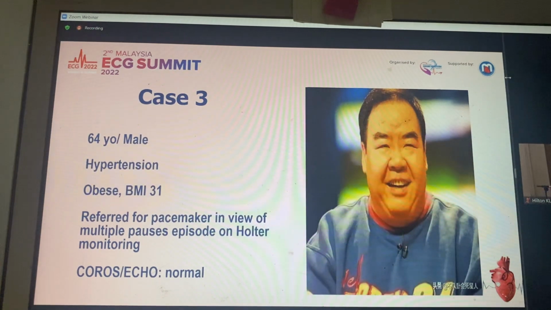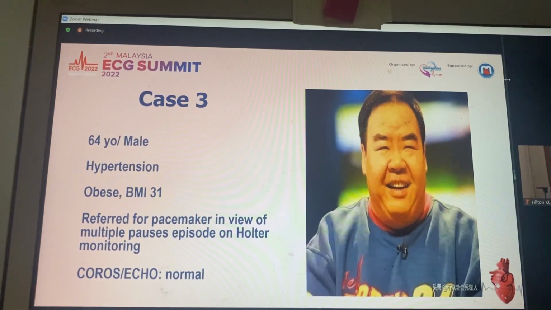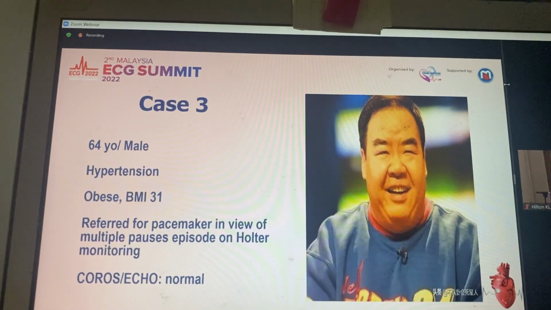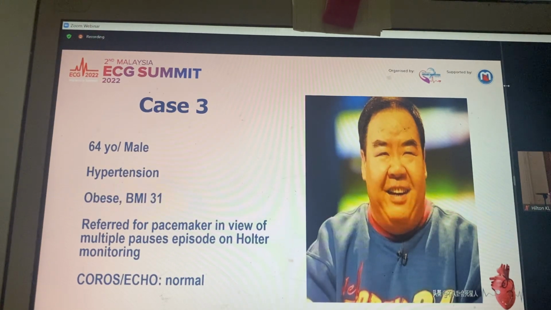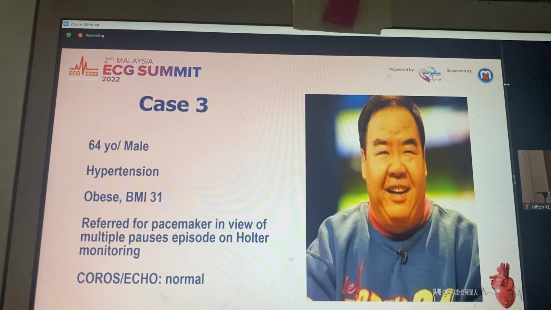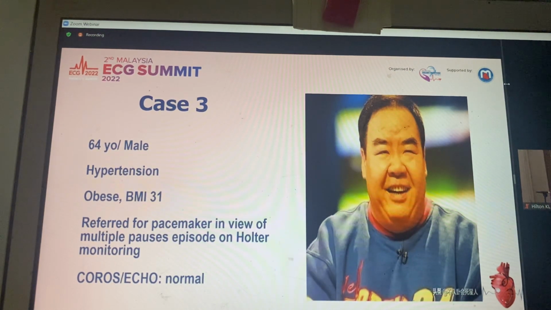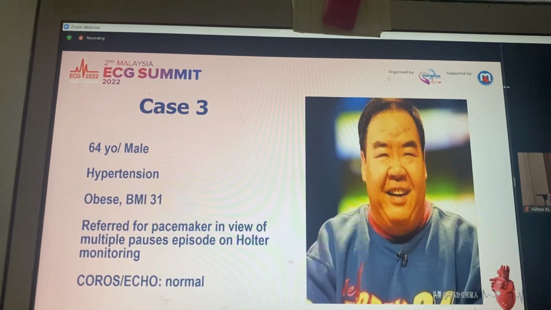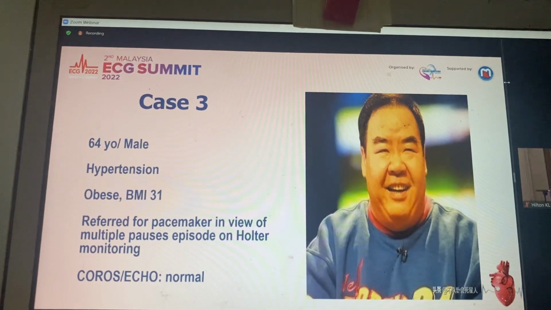Okay, now we go to case number 3. So case number 3, we had a 64 year old male, hypertension, obese with BMI of 31, referred to us for a pacemaker in view of multiple pause episodes on the Holter monitoring. At the previous hospital, they have done the coronary angiogram, then echo, everything is normal. The blood investigation also, everything is normal. So they have referred to us for a second opinion on what needs to be done because they're worried, as quite a long pause was noted in the Holter monitoring.